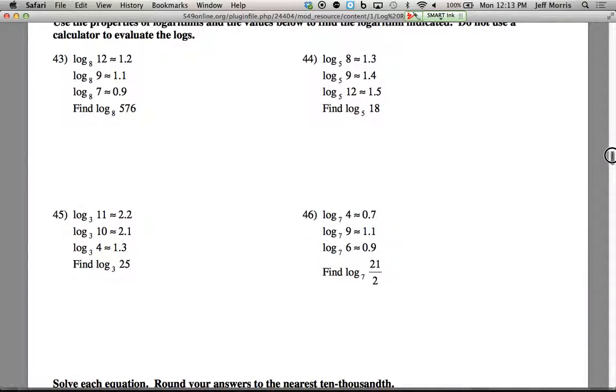All right, 43 through 46, I don't even know why I assigned these because they're so dumb. So I'm going to tell you right now, you're not going to be responsible for this, but for the curious mind, I will show you how one is done. This is how I used to have to do logs, so feel my pain, okay? Because this was painful for me.